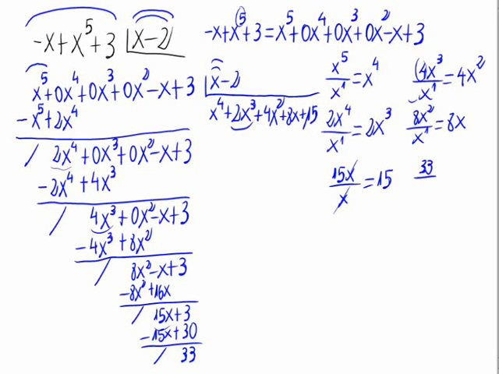So the remainder is 33, because we cannot divide it again by the divisor, because the degree of the divisor is bigger than the remainder. This would be the remainder, and up there we will have the quotient.